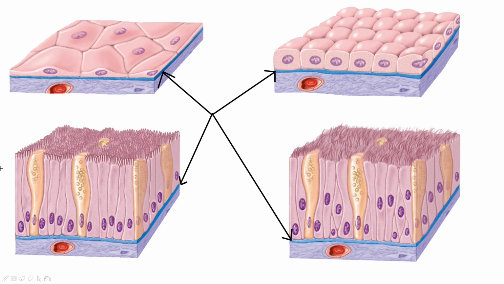There are four main types of simple epithelial tissues, shown here. The first is simple squamous epithelium. It is a single layer of flat cells. The next epithelial tissue is simple cuboidal epithelium. It is a single layer of cube-shaped cells. The next is simple columnar epithelium. It is a single layer of tall, narrow cells. Notice they have finger-like projections on their surface, as well as these special yellowish mucus-producing cells called goblet cells.